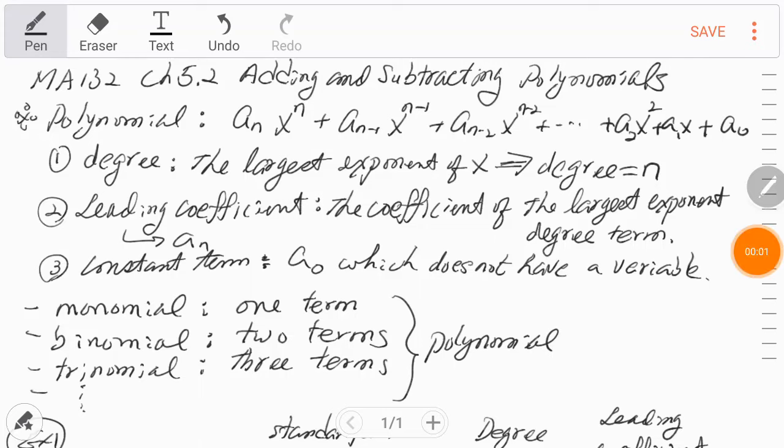Okay, in this section, we will learn how to add and subtract polynomials. So let's first check the definition of a polynomial with the variable x. Okay, a polynomial can be written as this.